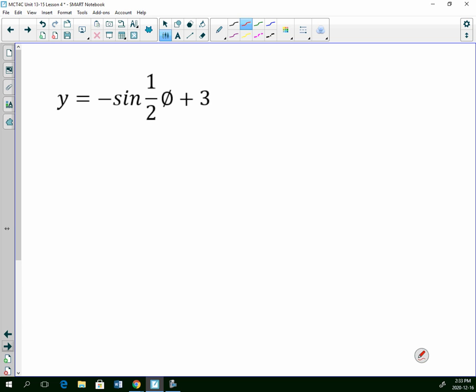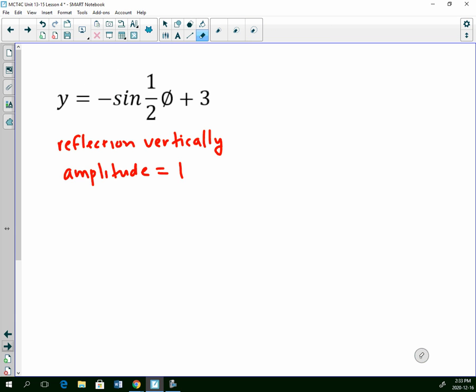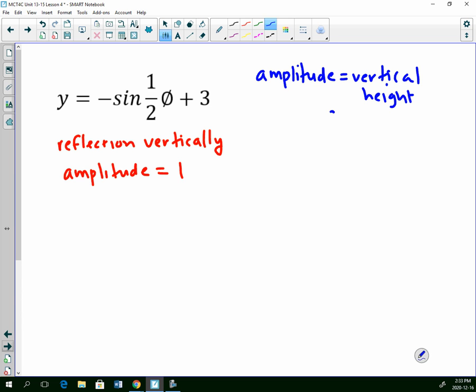Okay, this one has 3 transformations. It has this negative at the beginning, which is a reflection. So it's going to be reflected vertically. The amplitude is always positive, and it is 1 because it's a -1, but the -1 means that it's a reflection with an amplitude of 1. The amplitude can never be negative. Because think about amplitude. Amplitude is the vertical distance of the graph, or the vertical height of the graph, so it cannot be negative. You can't have a negative distance. So the negative is the reflection. So don't put -1 for the amplitude.